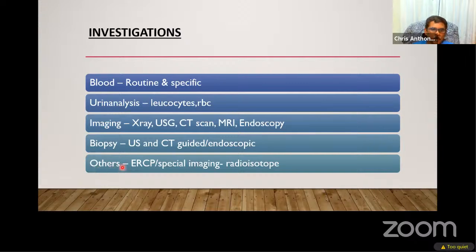Other special investigation, ERCP: in a patient you think has obstructive jaundice, then you may want to do an ERCP. Special imaging, okay, like radioisotope IDA scan for liver and gallbladder problems, hepatobiliary problems. So other special tests depend on what diagnosis you are considering in this patient. So again, important blood tests, urine, and imaging, followed by biopsy.